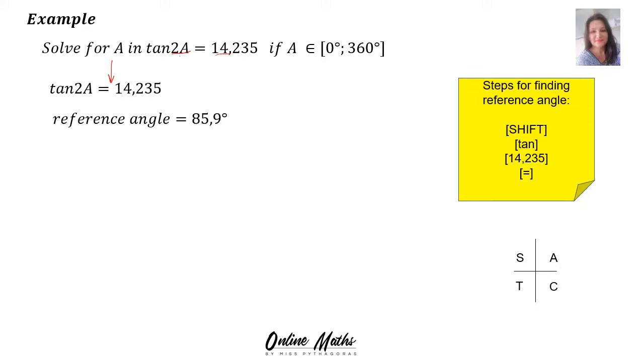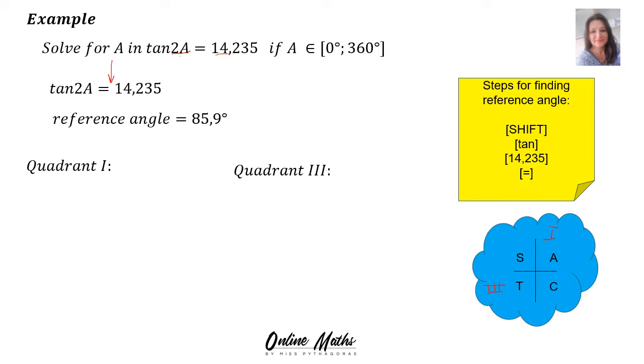So then we say, where is tan positive? This is back here in the blue cloud in the CAST diagram. Tan is positive in the first and the third quadrant. And then you write quadrant 1, quadrant 3. In the first quadrant, it is this angle that was on the left, 2a equals, and then on the right your reference angle, and you solve a. So a is 42,9 degrees.